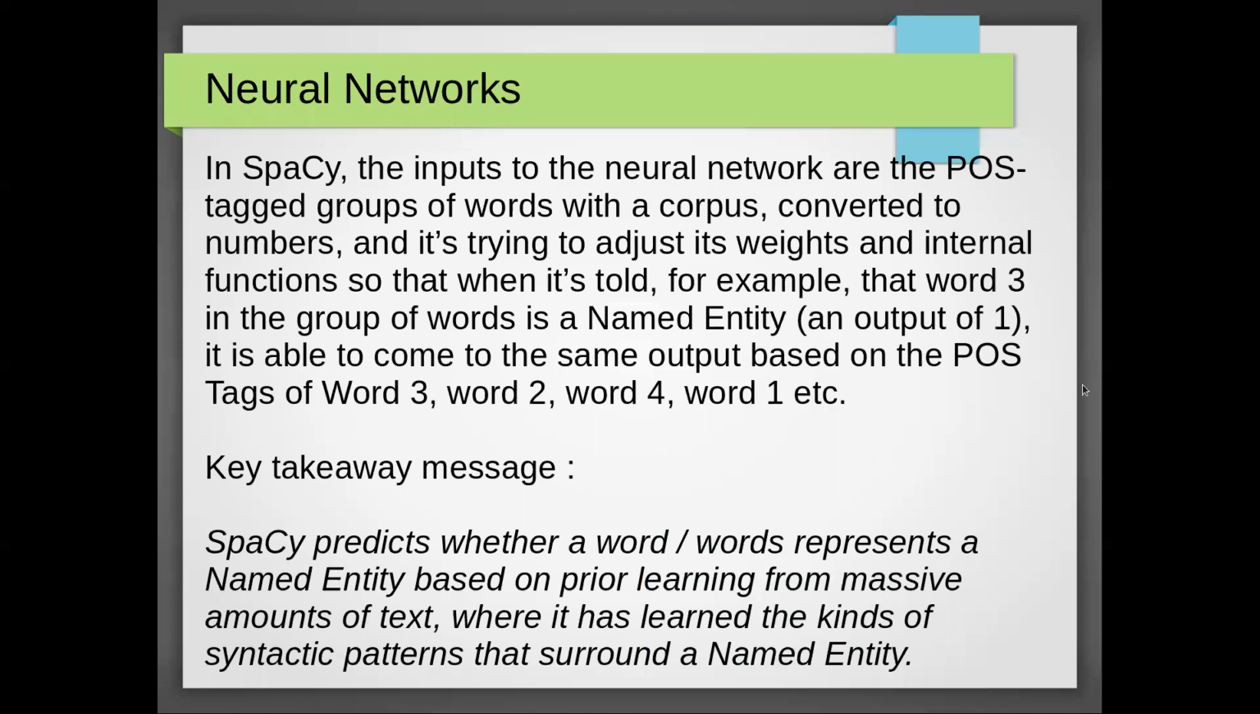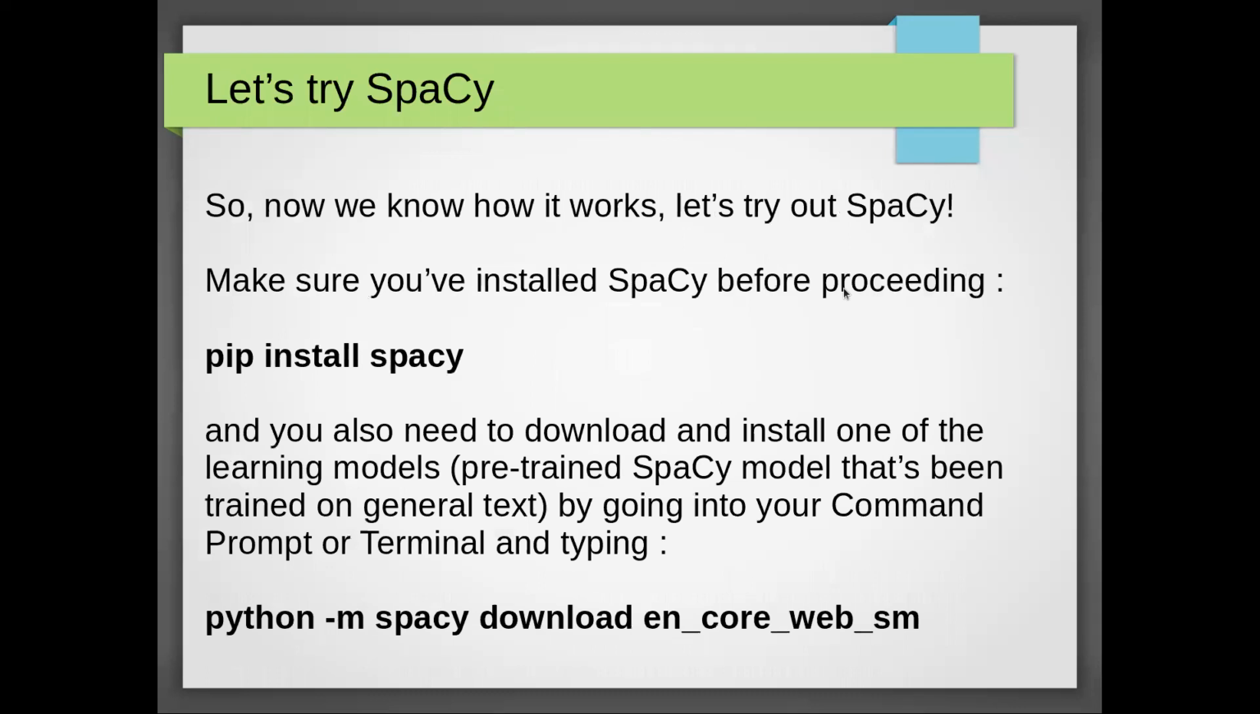So it's basically saying, okay, I see this set of words here, the fluffy cat. I've seen examples like this before where I've got the word cat, and I've also seen where there's an adjective before that and then a determiner. I think this is a named entity, and so that's the way it does it. Okay, so that's broadly speaking how it works.